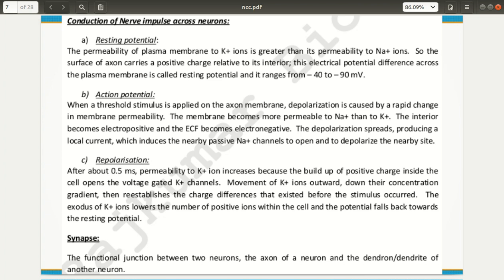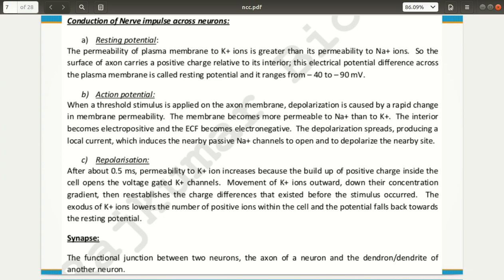So the action potential: when a threshold stimulus is applied on the axon membrane, depolarization is caused by a rapid change in membrane permeability. The membrane now becomes more permeable to sodium ions than to potassium ions. The interior becomes electropositive and the ECF becomes electronegative. So the depolarization spreads, producing the local current, which induces the nearby sodium ion channels to open and to depolarize the nearby site.